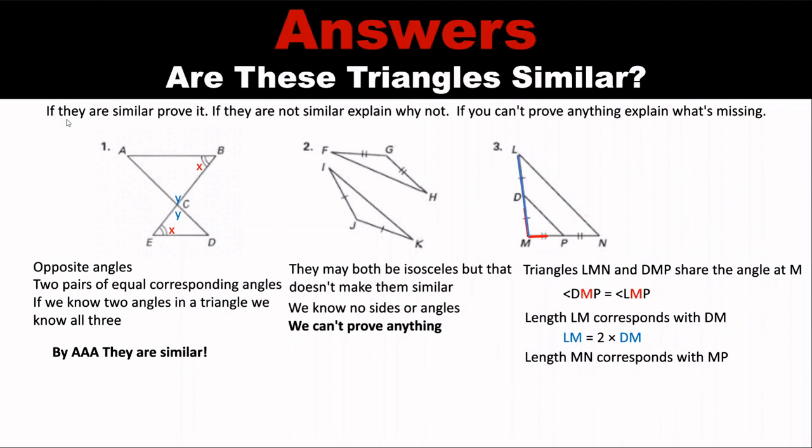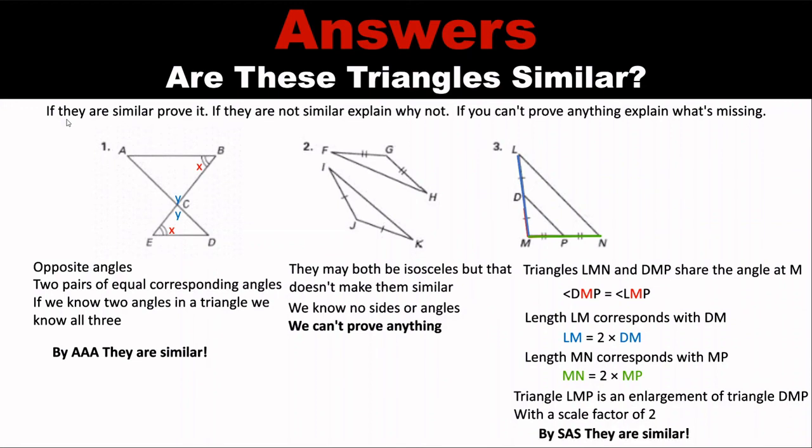Also notice that MN corresponds with MP, and MN is twice the length of MP. You can see that with those double markings there. So even without having any actual values, we can see that by the SAS rule, triangle LMP is an enlargement of triangle DMP with a scale factor of 2. They are similar.